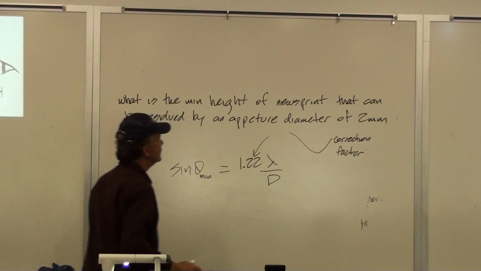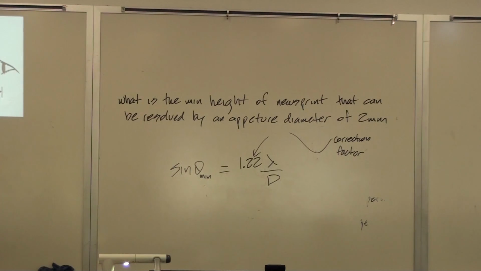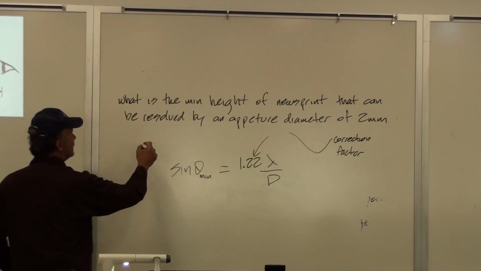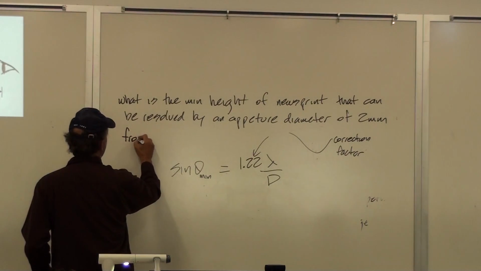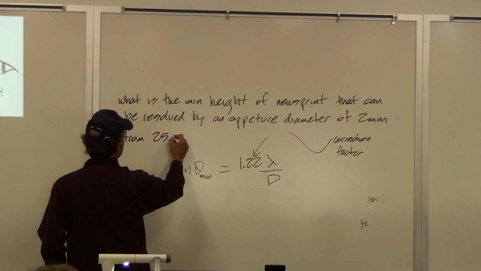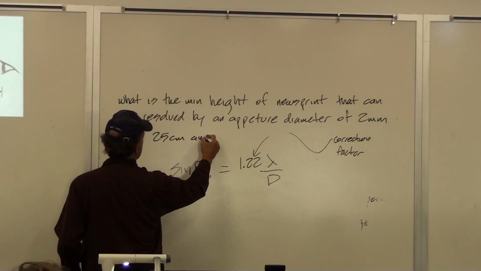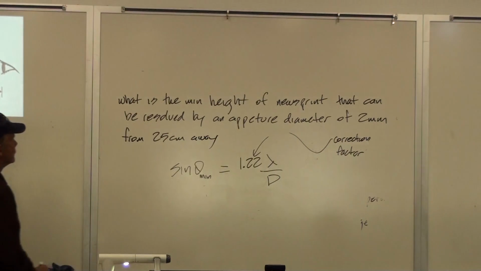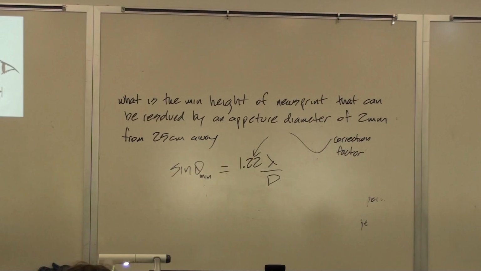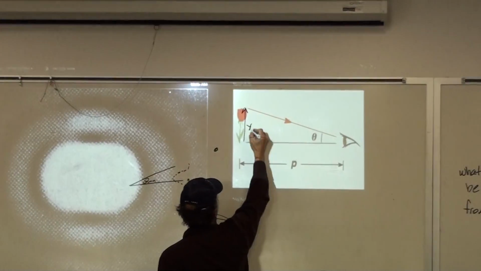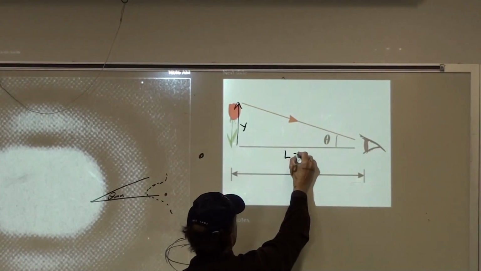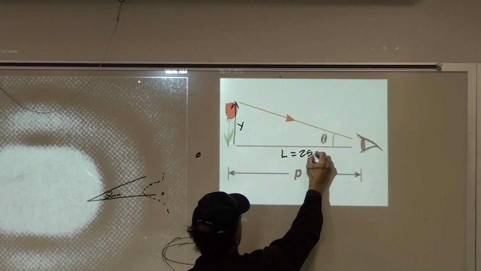So let's say your eyes are dilated, you have an aperture diameter of your eyes of 2 millimeters, and you want to read the height of newsprint from, let's say, our standard 25 centimeter away distance. So how do we draw a picture for that? Well, you could say that this height here of the newsprint is y. This distance here, L, you could call 25 centimeters.